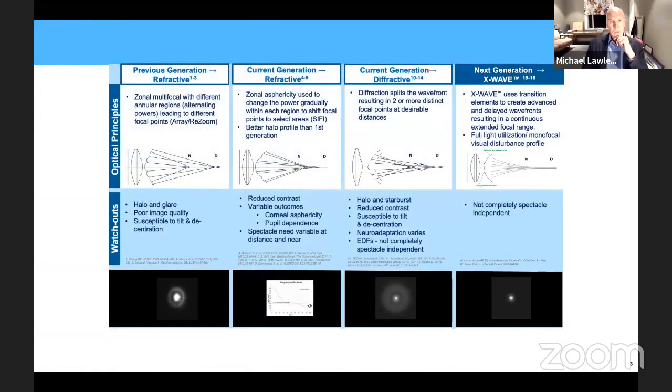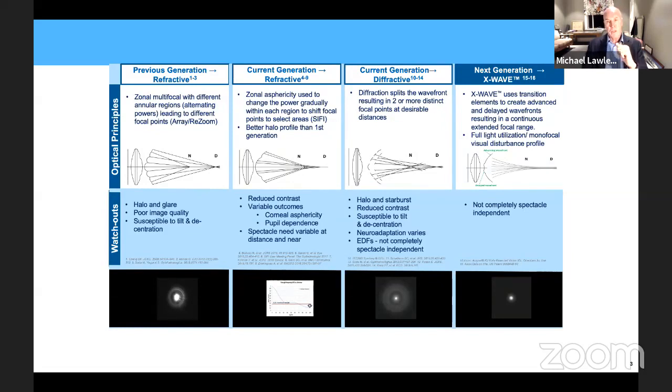I won't labour this. Arup spoke at length about the change in presbyopia lens technology over the years. I would just say that this is different. This is, in my view, not a multifocal, it's not an EDOF, it is a different lens. It uses these two transition elements, which I'll go into, to create an advanced and a delayed wavefront to give a continuous extended focal range. And it has full light utilization, so therefore a monofocal visual disturbance profile.